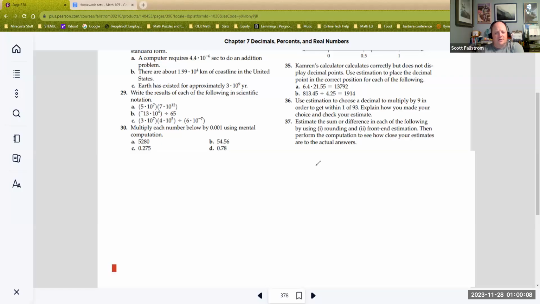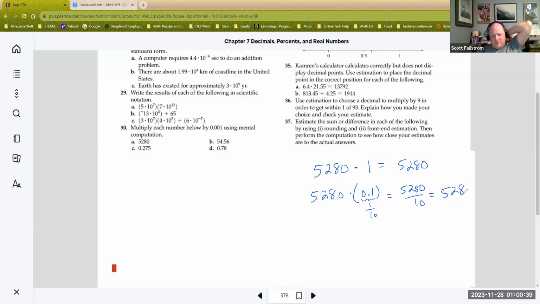Let's start with something like this. If you had 5,280 and you multiplied by 1, you know you're going to get 5,280. If you have 5,280 and you multiply by 0.1, remember 0.1 is the same as 1/10. So you could represent this as dividing by 10. So this becomes 5280 over 10. They each have a common factor of 10. My answer becomes 528. I want you to notice that as I moved in this direction, I divided by 10.